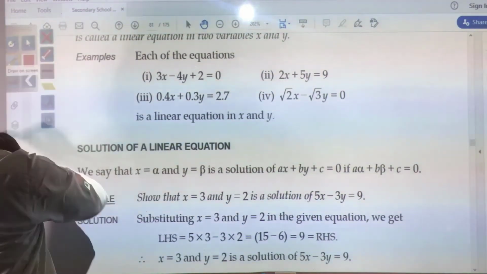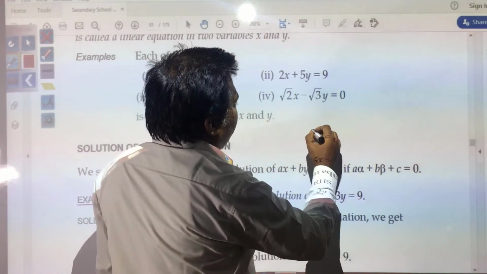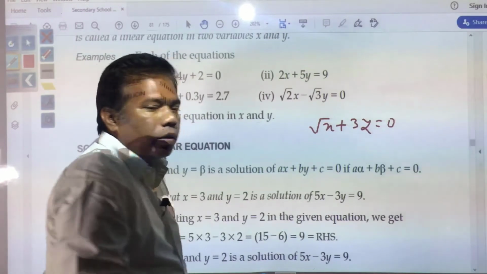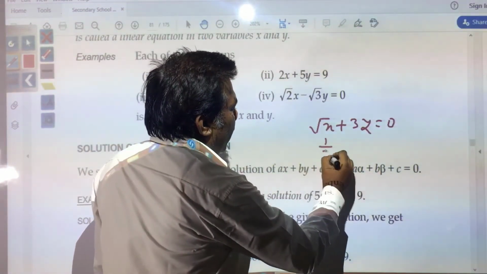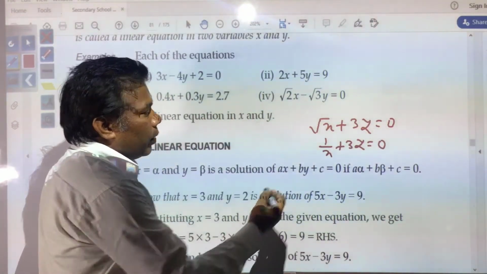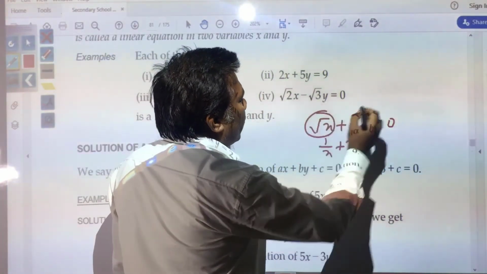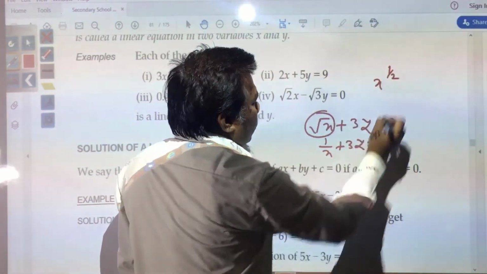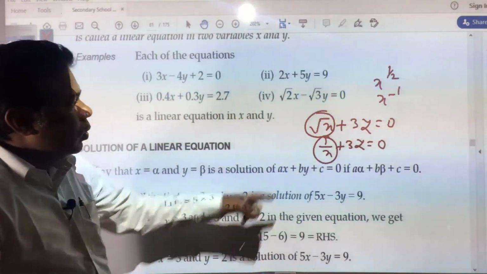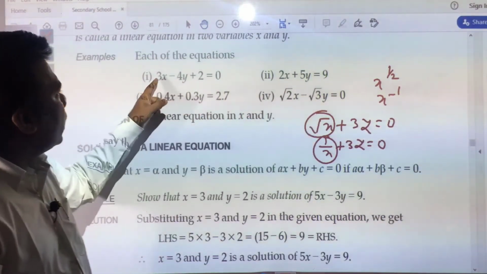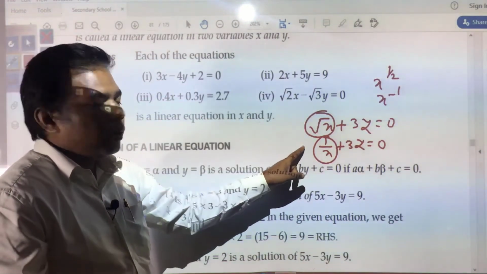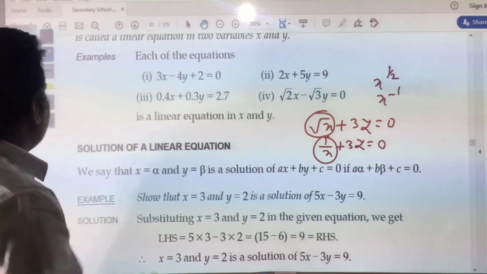One thing you need to remember that has not been given over here: suppose you have root x plus 3y is equal to 0, this is not a linear equation. 1 by x plus 3y is equal to 0, again this is not a linear equation in two variables. Why? Here you see the power of x is 1 by 2, here the power of x is minus 1. So, these are not linear equations. Your linear equation will be in this form. If you have any equation in this form, they will be your linear equation in two variables.